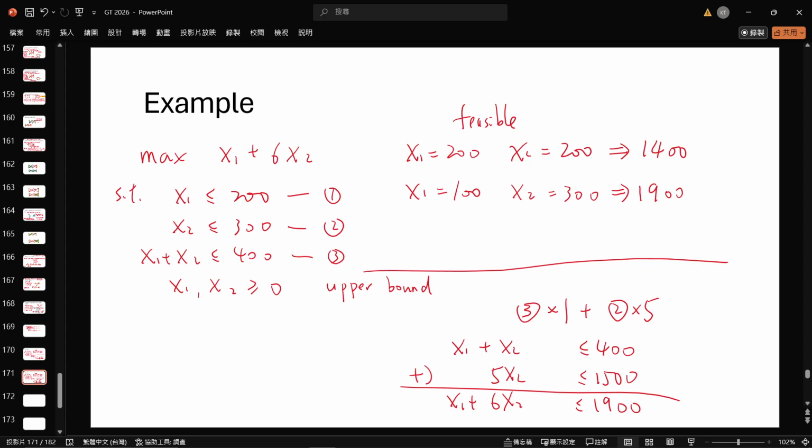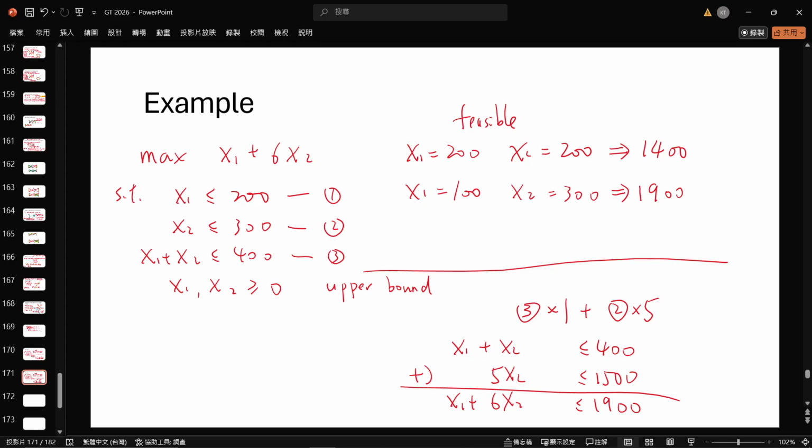All right, so by combining constraint 2 and constraint 3, I get this. Well, this is an upper bound. This upper bound says no matter how you assign x1, x2, as long as you satisfy 2 and 3, x1 plus x2 is at most 1900. So if you want to maximize x1 plus 6x2, the best you can do is 1900.